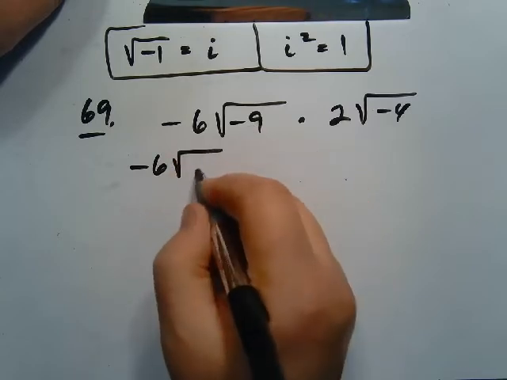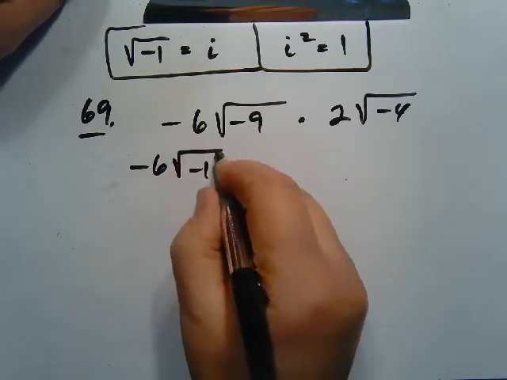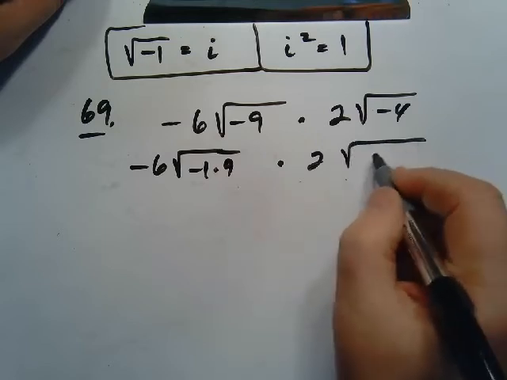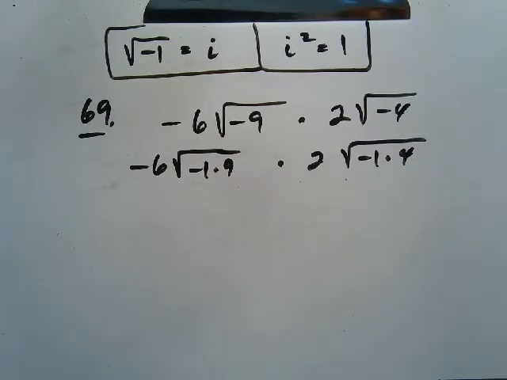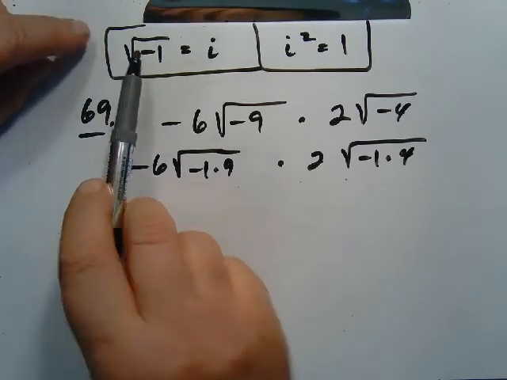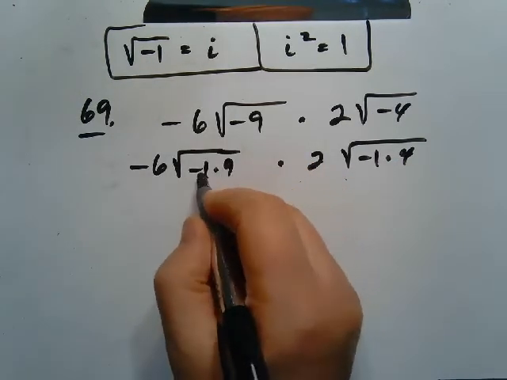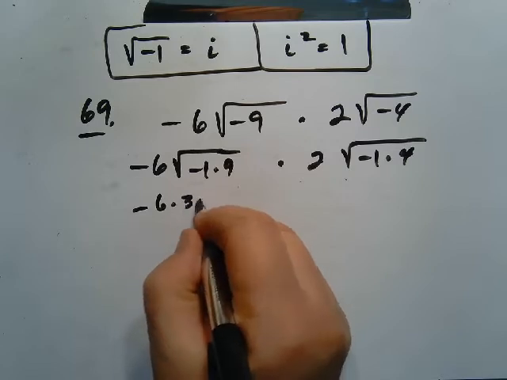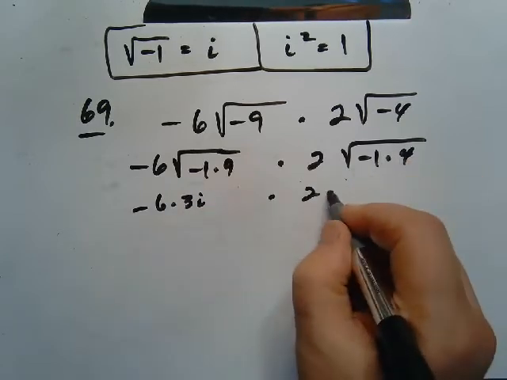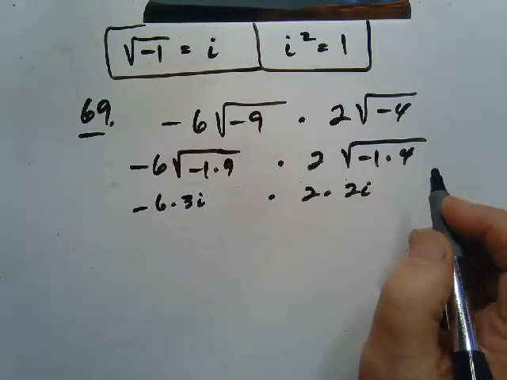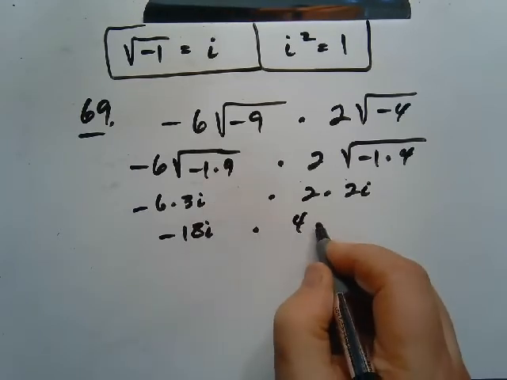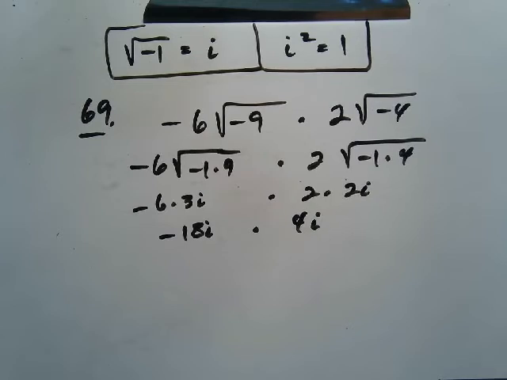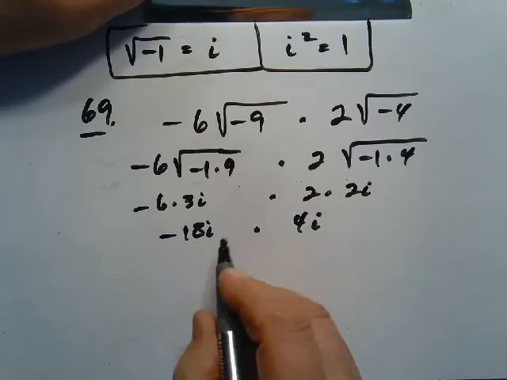Negative 9. Well, let's see. That's negative 1 times 9. And this is negative 4. That's negative 1 times 4. I've broken this up into perfect square factors. Remember, negative 1 is a perfect square. Okay? Well, this becomes 3i when I take it out. And this becomes 2i when I take it out. So this is negative 18i times 4i. Negative 18i times 4i.